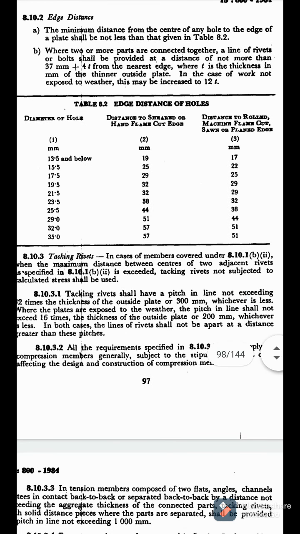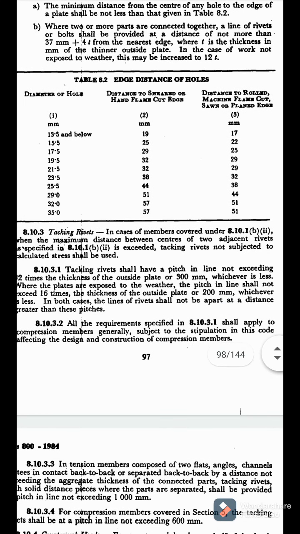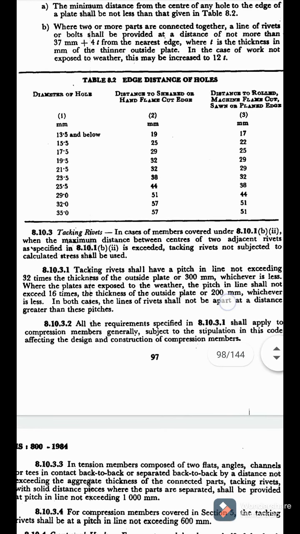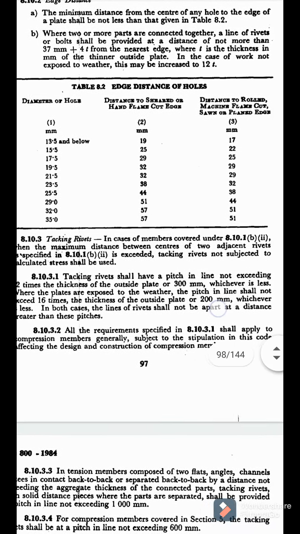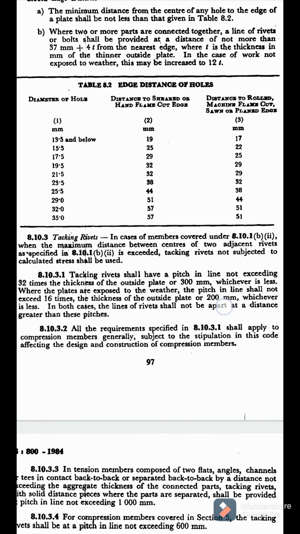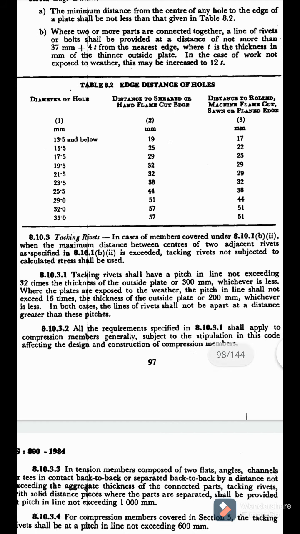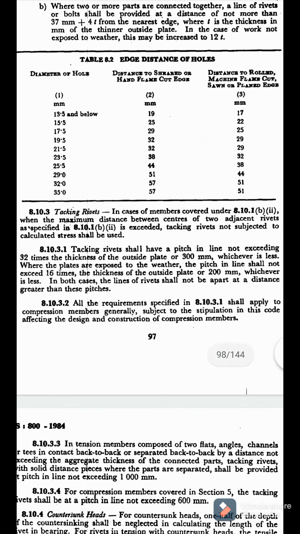Next is tacking rivets. In the case of members covered under 8.10.1(b), when the maximum distance between the centers of two adjacent rivets specified in 8.10.1(b) is exceeded, tack rivets not subjected to calculated stress shall be used. I will explain. So let's find what the distance is.